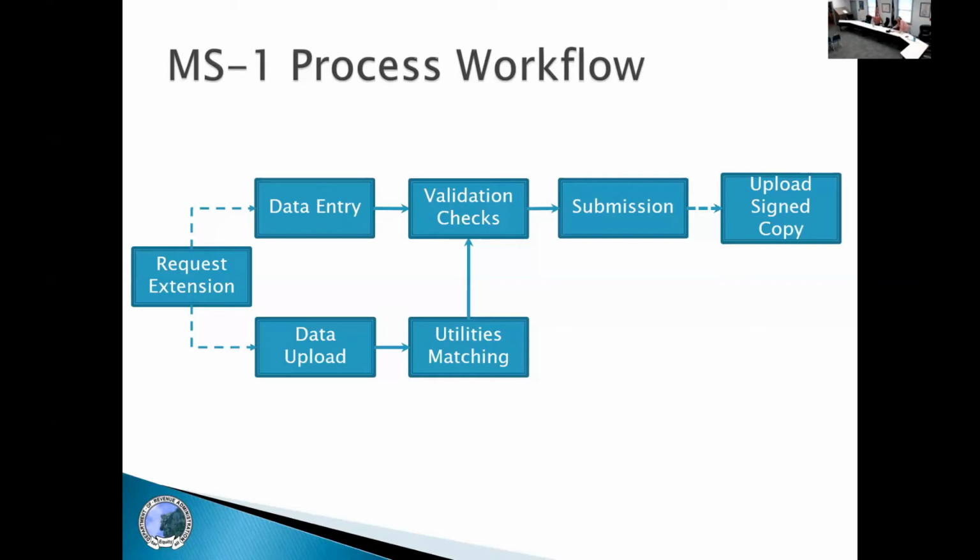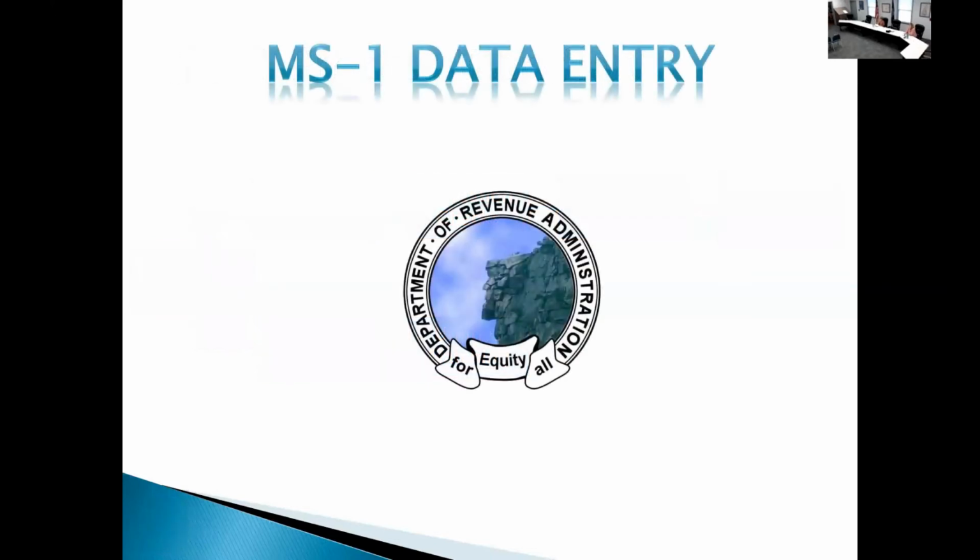This is also very helpful for DRA in planning out their workload in terms of tax rate settings. If they know you're not going to be able to get your MS-1 in until mid-October, they can prioritize other entities that will be able to get their assessed values in sooner. So that is very helpful to DRA. And that is where we're going to start here with the demonstration, and then we'll move right into data entry.